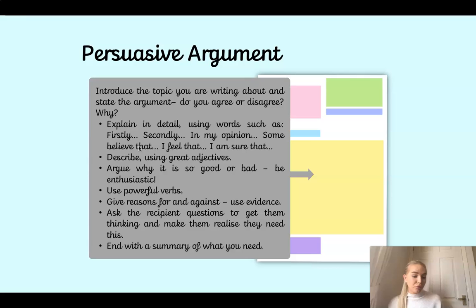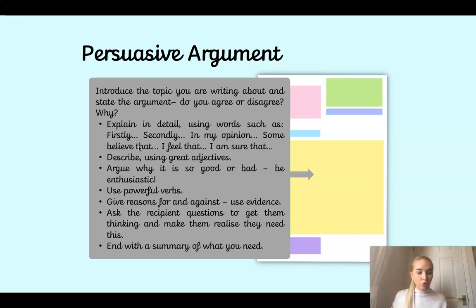So when you are writing your 3 points to stop the axeman and give reasons for why deforestation should not happen, you must always try and persuade them by using these words such as in my opinion. You must also, this is what we're going to be doing tomorrow, describe using great adjectives. So tomorrow you're going to be looking at expanded noun phrases again, really constructing some brilliant ones around the different creatures and the things in the great kapok tree. And if you use great adjectives, that makes the reader think. Then you're going to argue why it's so good or bad.